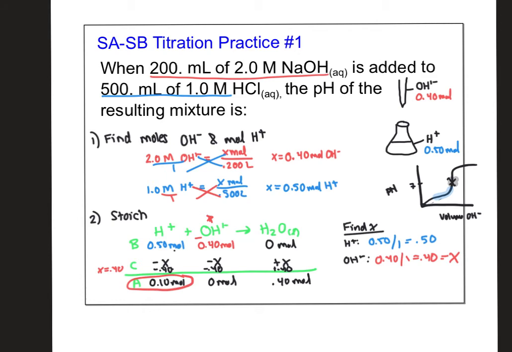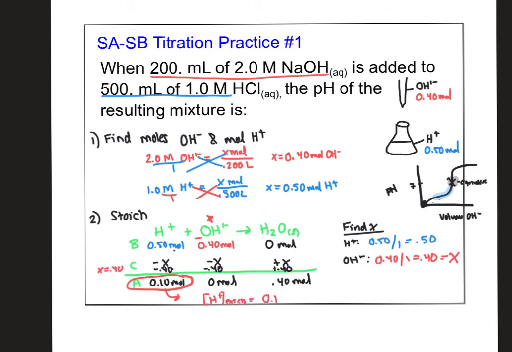We're not quite at the equivalence, and we're past the beginning, so we're in this range right here. So if you look at your particle drawings where we talked about calculation, in beaker, really we're at like beaker 2 and 3, which told us that the pH is determined by excess H+. So we're going to take my excess H+ and find concentration.